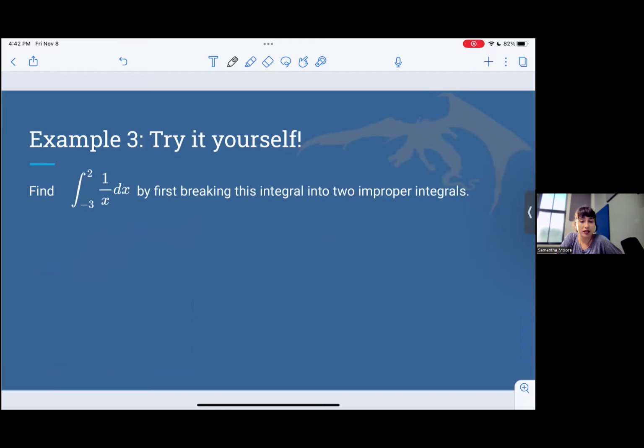So you're looking at the function 1 over x, and you're trying to find the area of it between negative 3 and 2. And the hint is we first need to break this into two improper integrals. So it looks fine, right? It looks proper because we know 1 over x is continuous at minus 3 and continuous at 2. And those bounds obviously aren't plus or minus infinity. But oops, sorry, jumping ahead here.